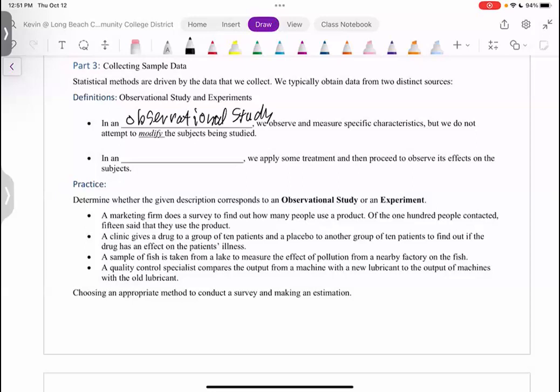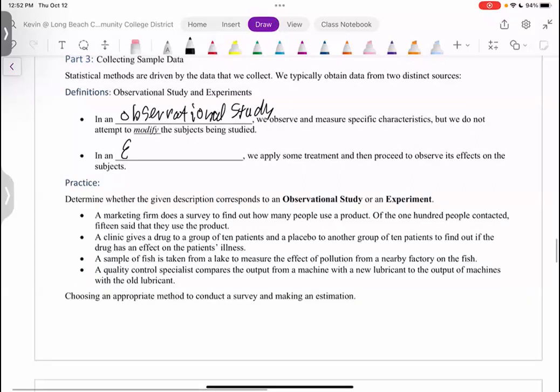In an observational study, we observe and measure specific characteristics, but we do not attempt to modify the subjects while being studied. This is versus an experiment. We apply some treatment and then proceed to observe its effects on the subjects.